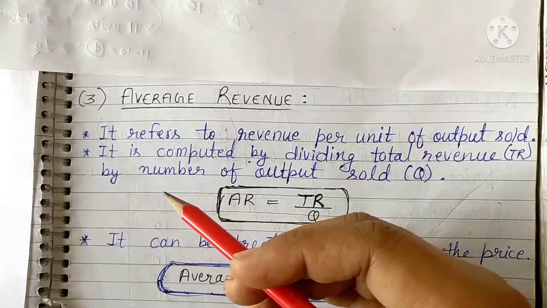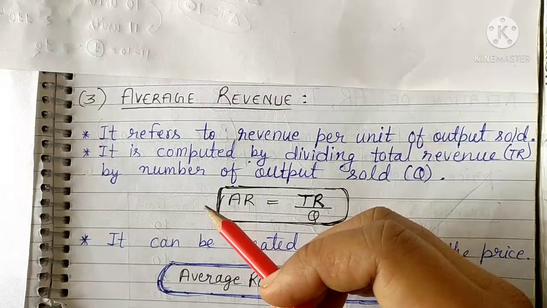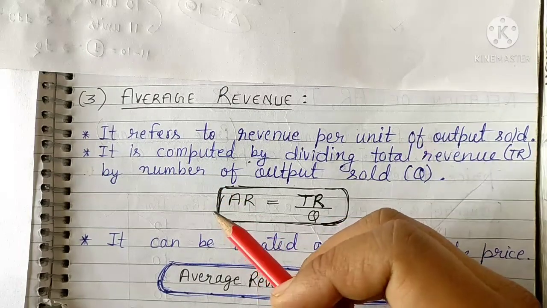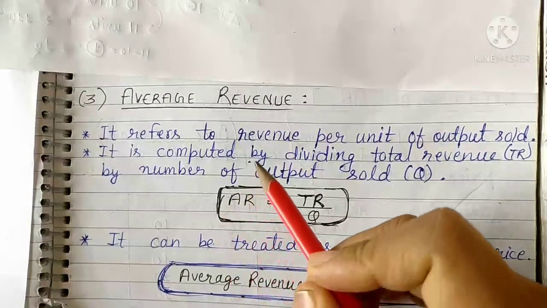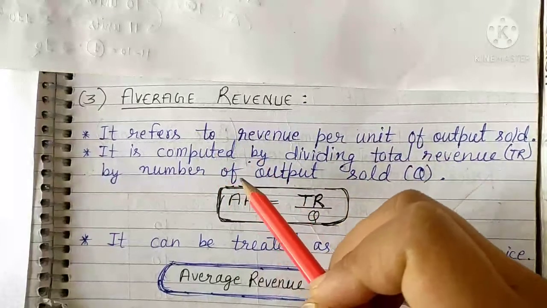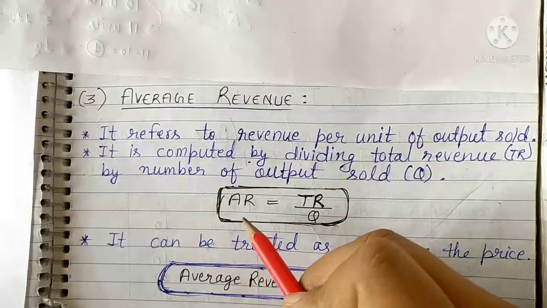That is our average revenue. Suppose that total revenue is 100, by selling 10 units. So 100 divided by 10, how much will it come? 10. So our 10 is the average revenue. It means the cost of one unit. So it is almost like the unitary method of finding the value of one. That is AR only.